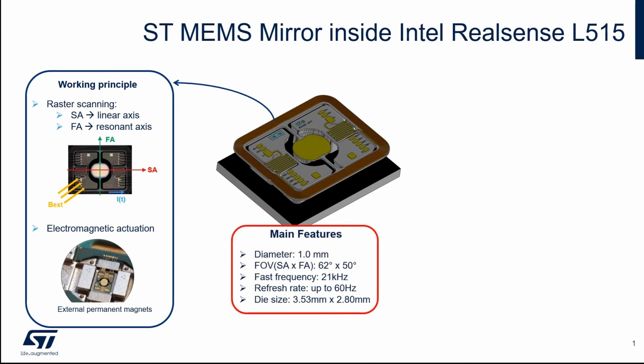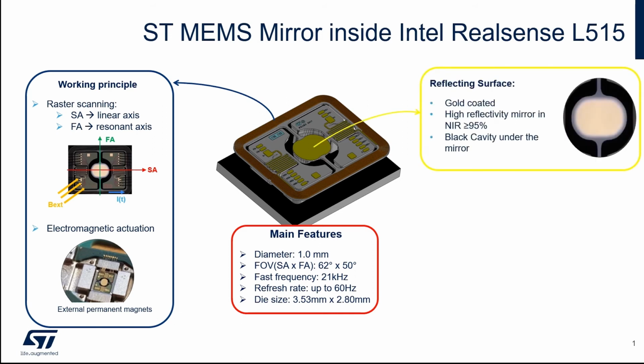The reflective area of the scanning mirror is 1 mm in diameter and can reach a very large field of view of 62 degrees by 50 degrees while keeping the entire MEMS device compact, measuring only 3.53 mm by 2.8 mm. The mirror reflective area is gold coated, ensuring a reflectivity of over 95% in the near IR spectrum, and additionally a black cavity mitigates the stray lights.